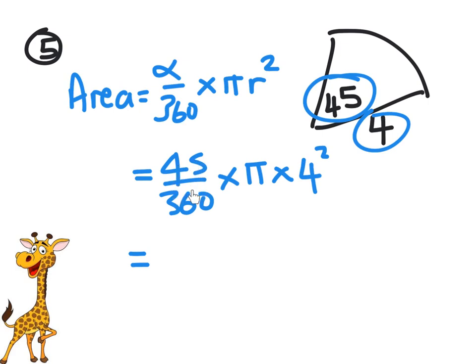So does 45 and 360 cancel? Does any of that cancel into 4 squared? And once you've done all of the cancelling, your answer will be so many pi. So you just leave it in terms of pi. Do not try and work anything else out. Units, remember, centimetres squared.